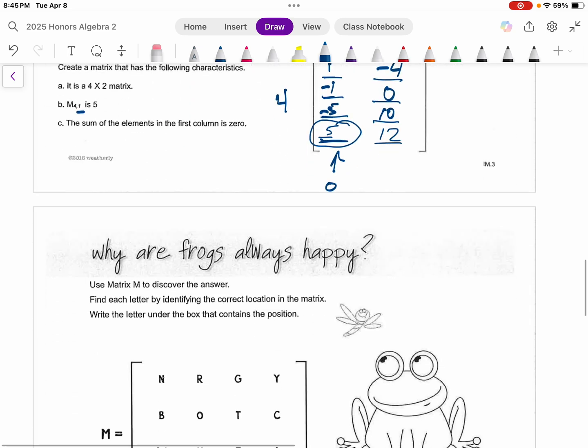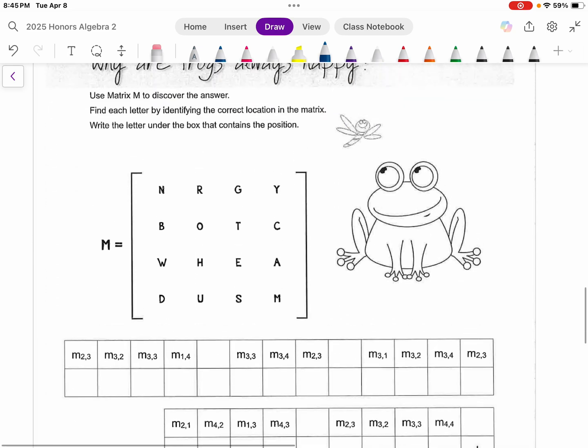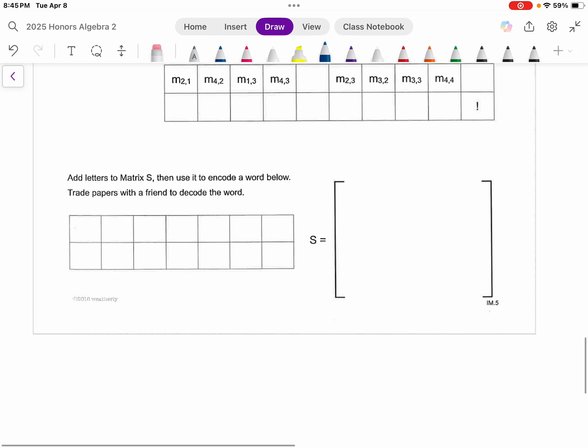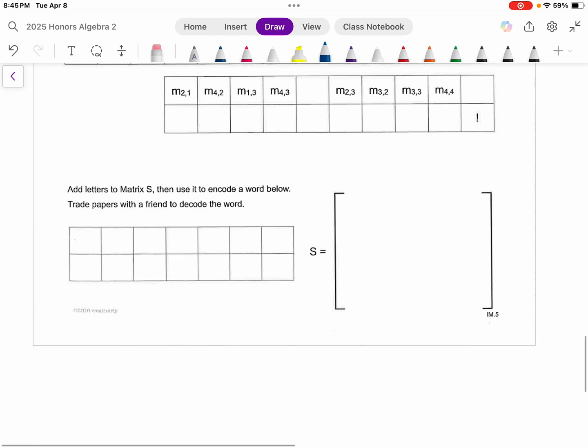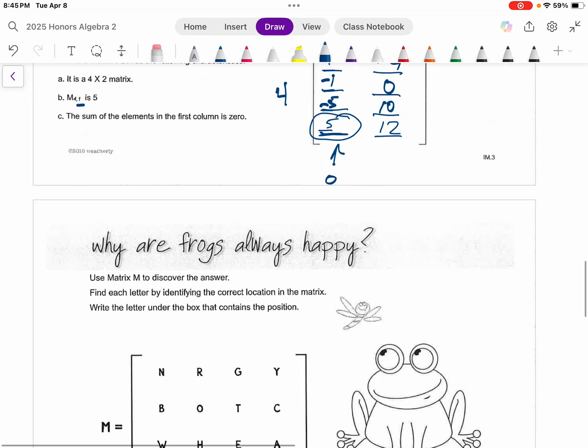All right, so the next one here is just a little fun one for you to go through and spell some phrase and go through that process. So it's just a little extra practice.